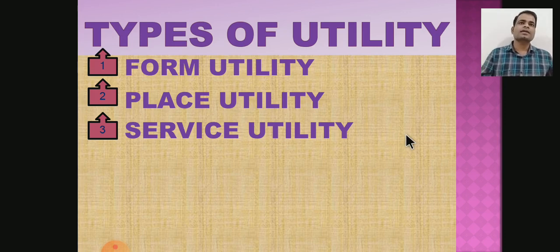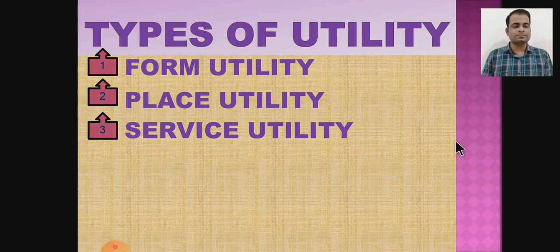Then the third type of utility is known as service utility. It arises when personal services are rendered by various professionals in the society to others. So what is the meaning of service utility? It arises when personal services are rendered by various professionals in the society to others.